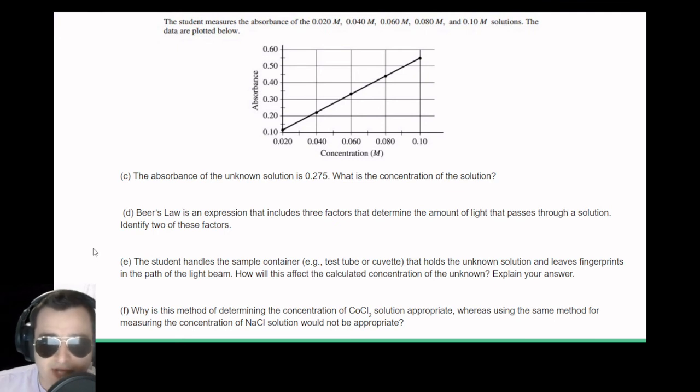Pretty cool. The student handles the sample container that holds the unknown solution and leaves fingerprints in the path of the light beam. How will this affect the calculated concentration of the solution? See, electric greasy Cheeto dust covered fingers all over the cuvette. Well, guess what? That's a lot of gunk that goes in the little window.